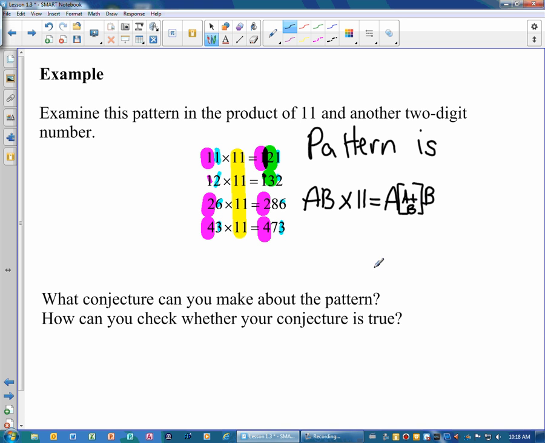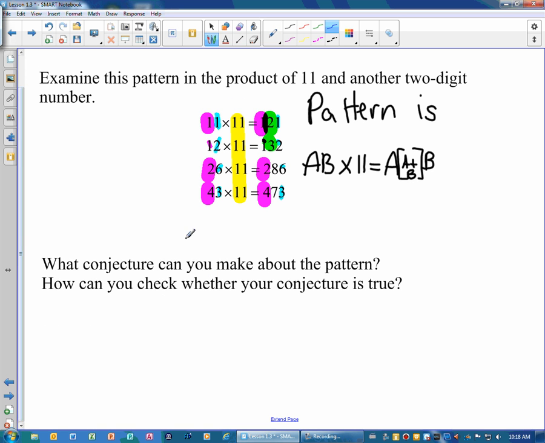Okay, so that's what I noticed happening. That was my pattern. So that's my conjecture. That's what I think is going to happen. Okay, so anytime I multiply a two-digit number by 11, I'm going to get this pattern. Okay, how can you check whether your conjecture is true? Well, try some other examples.